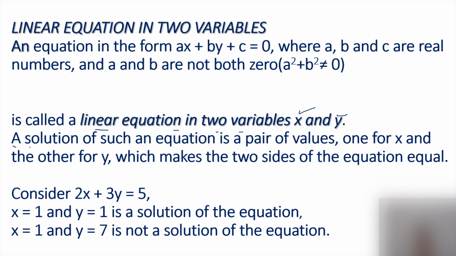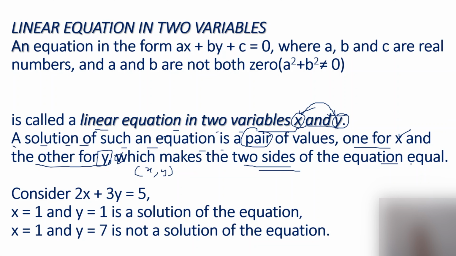Now let's consider the solution. A solution of such an equation is a pair of values. Pair of values means it has some value of x, and for that value of x there is a corresponding value of y, for x and y, which makes the two sides of the equation equal, which will satisfy the equation. Let's consider an equation 2x plus 3y is equal to 5, and let us consider x is equal to 1 and y is equal to 1.